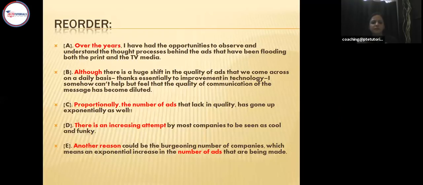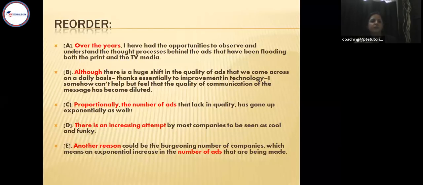When the number of companies is increasing, definitely there will be an increase in the number of ads, and that number of ads will be exponentially increasing. And when something is happening at an exponential level, definitely, just like when we are burdened with so much workload, chances are there that we will commit errors. Chances are there means proportionally we commit errors, lack in quality will be there. This is how we have to connect. This all needs this understanding.